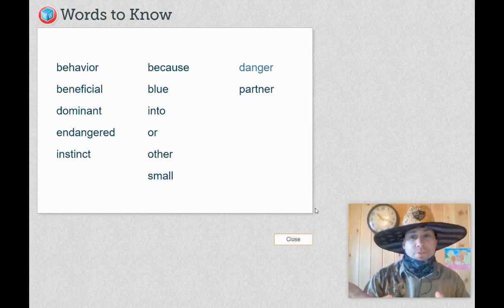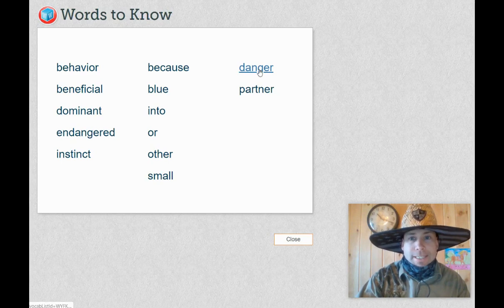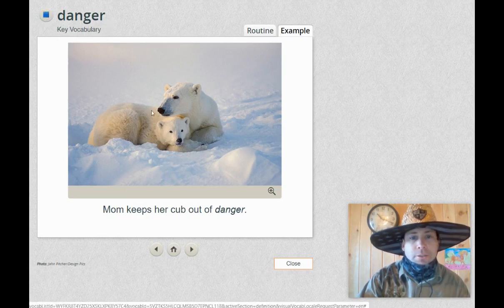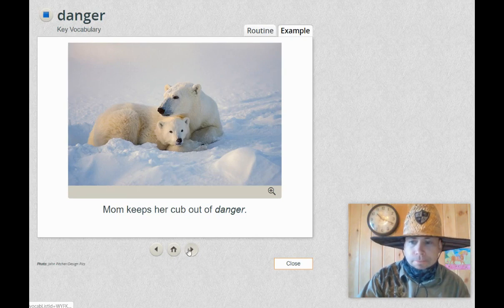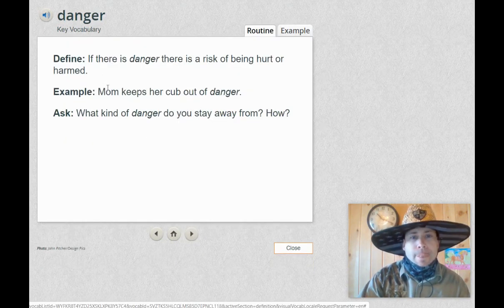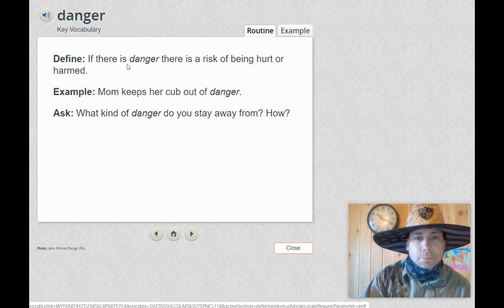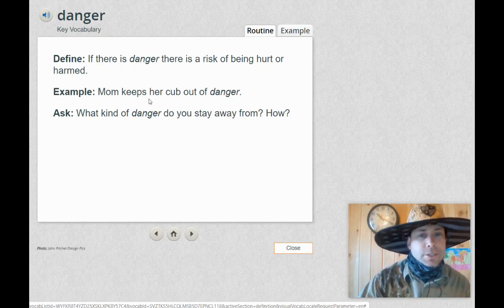Now, the other two words for you guys are really important for today's story. They are danger and partner. Let's see what danger's all about. Spell it with me. D-A-N-G-E-R. Danger. Mom keeps her cub out of danger. It says danger. If there is danger, there is a risk of being hurt or harmed. And that's why the mom was trying to protect her cub.